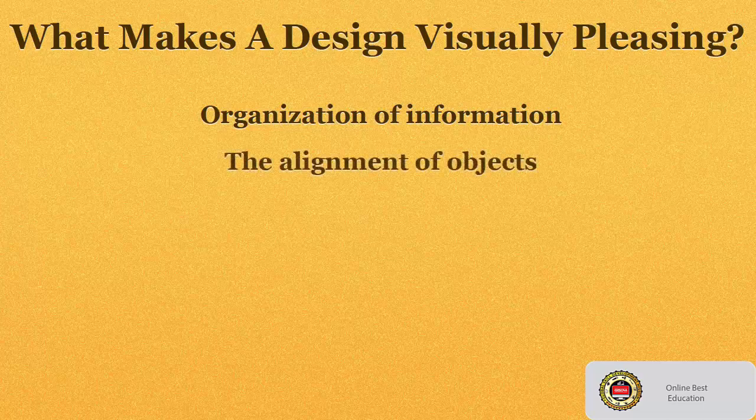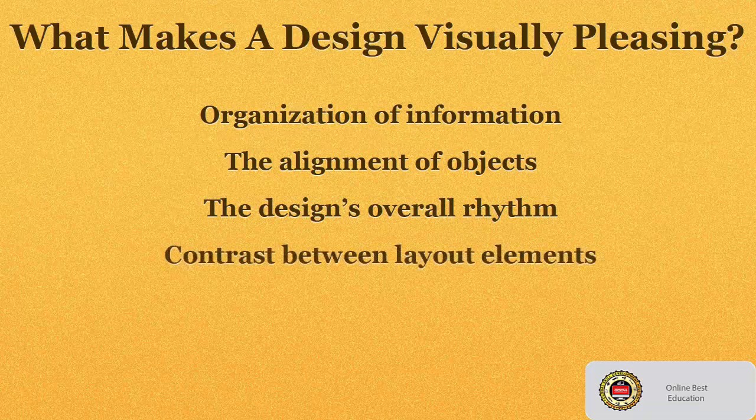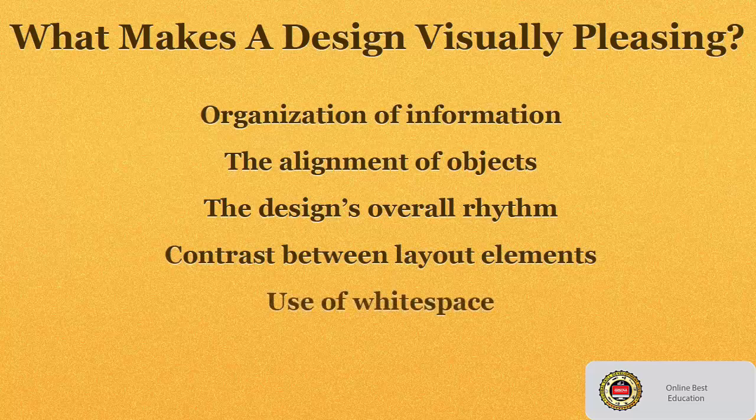And then we'll talk about the alignment of objects, again, inside your layout. And this is universal, by the way, whether, again, it's a billboard, a business card, a web layout, a DVD interface, it's universal. Next, we have the overall rhythm that the design carries. And then we have the contrast between layout elements. We'll talk about that. And then last but not least, the use of white space or negative space inside the overall design.